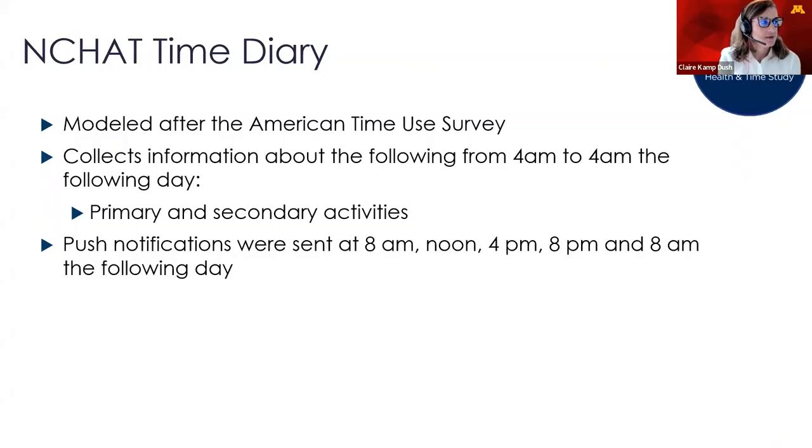Okay, and so our NCHAT time diaries are modeled off the American Time Use Survey. They collect information about the following from 4 a.m. to 4 a.m. the following day, so primary and secondary activities. And push notifications are sent at 8 a.m., noon, 4 p.m., 8 p.m., and 8 a.m. the following day. So let's talk about time diary data for a second.